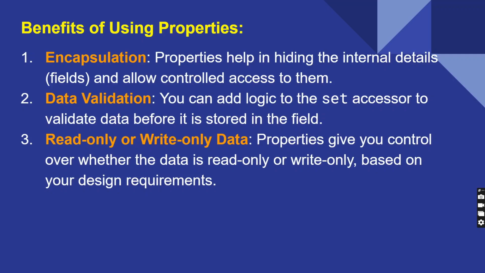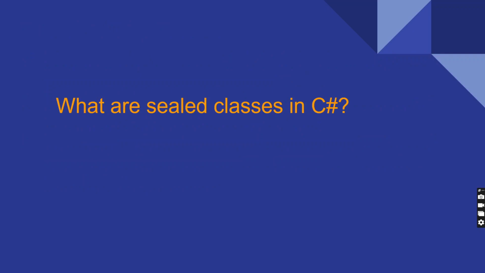Read-only or write-only data. Properties give you control over whether the data is read-only or write-only based on your design requirements. So friends, this is called properties in C Sharp.